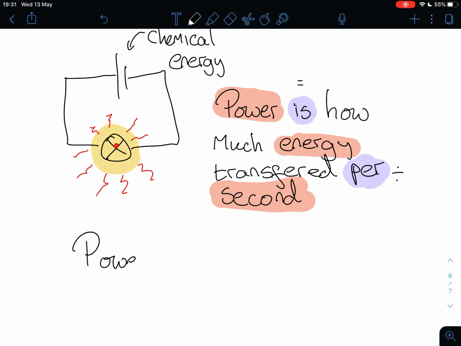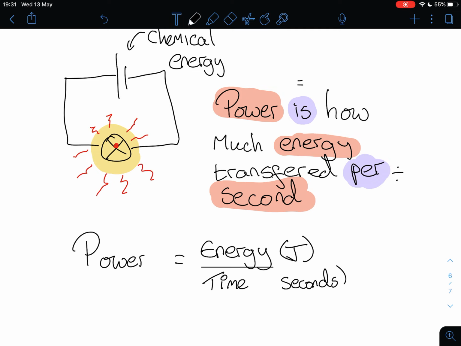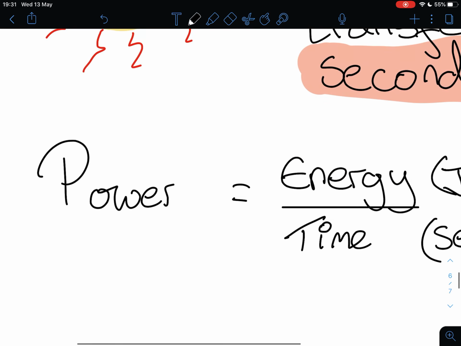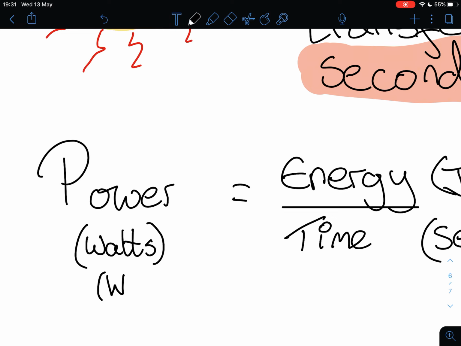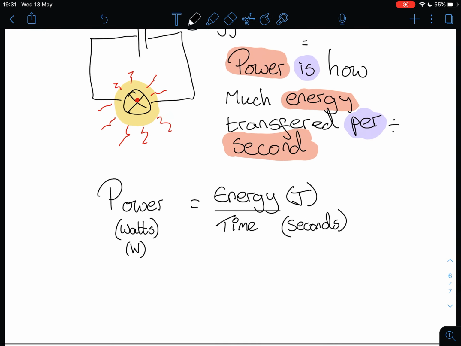Power, I'll come to the unit in a minute, is energy per time. Now, the units are joules for energy, seconds for time, and power, because a guy called James Watt figured it out, he got to put his name on the end. So we measure it in watts, and usually we just write it as a capital W. So watts, like that.